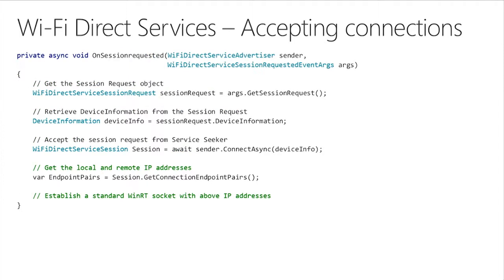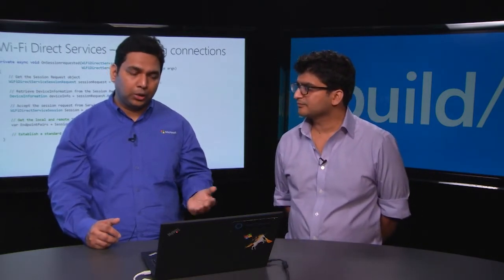Let's take a look at what it takes to accept incoming connection requests from other seekers. So we had assigned a callback to the session requested event handler on the advertiser. This callback gets fired whenever a seeker tries to connect to your service. The advertiser can obtain this session request by calling the getSessionRequest method on the requested event args. The advertiser can then connect to this seeker by calling connectAsync and passing in the device information object obtained from the session request. This method returns a Wi-Fi Direct service session object that represents a connection to the seeker. The advertiser can then proceed in obtaining the IP addresses and connecting over a socket to the seeker.